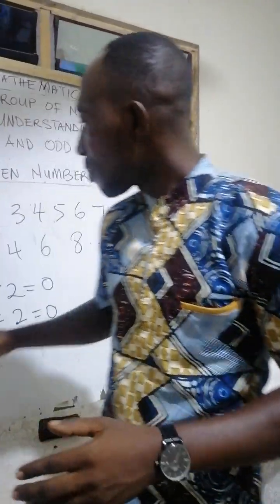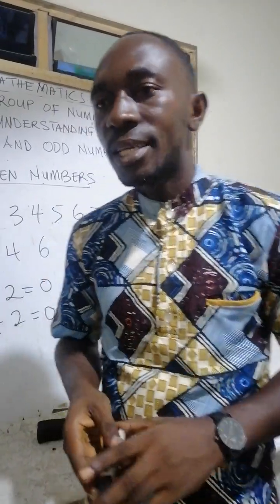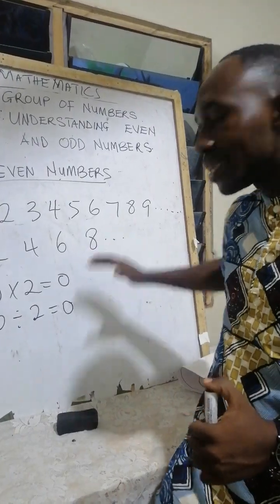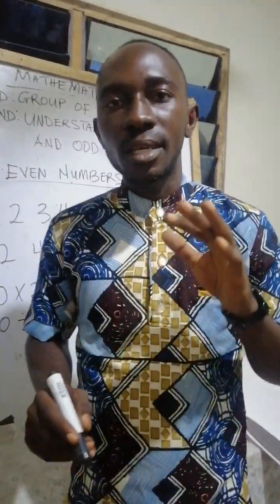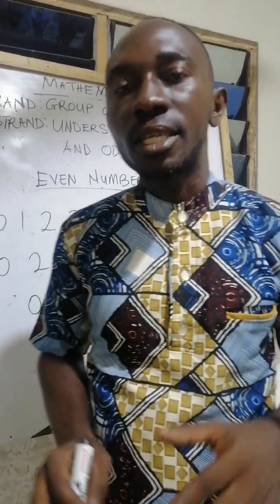So any of the numbers listed there qualify to be an even number. More importantly, any number that ends with 0, 2, 4, 6, 8 is also termed an even number. So apart from this, numbers that you see like 10, 12, 14, 20, 30, ending with the numbers there, are termed as even numbers.